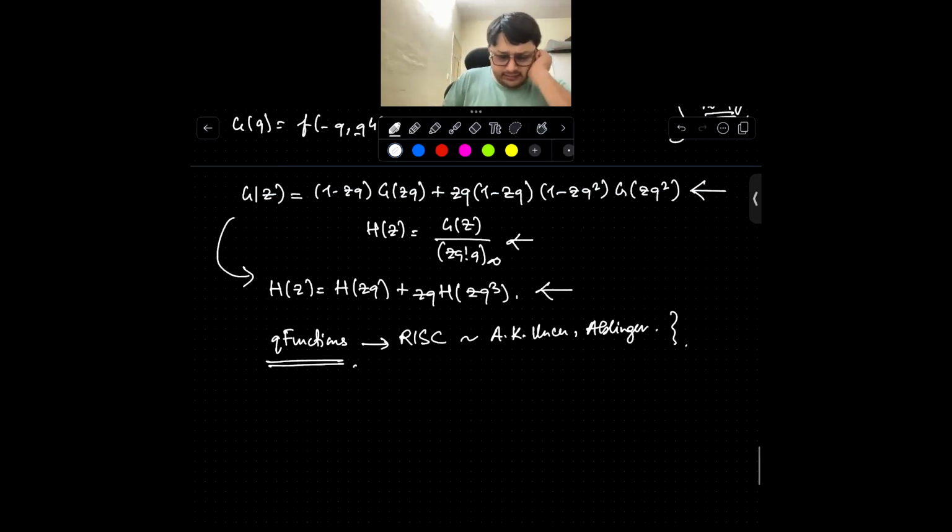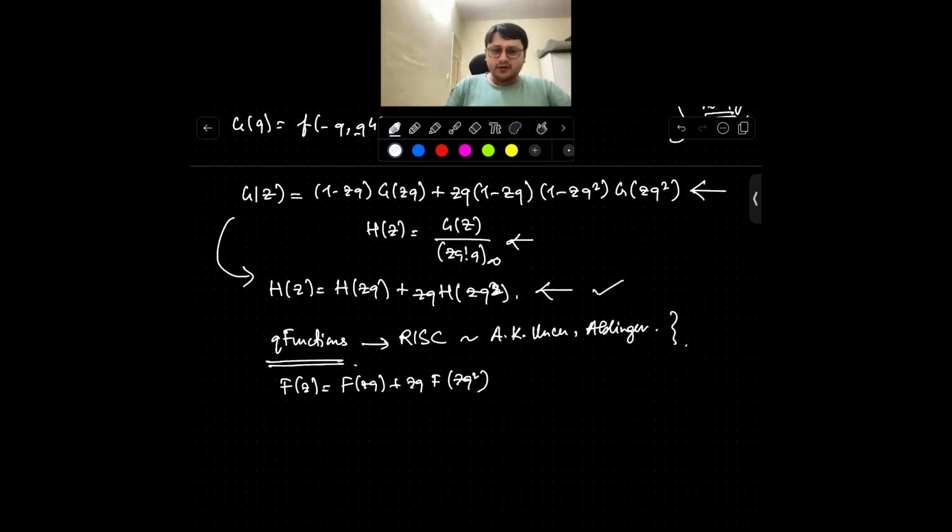And if you use Q functions on F side, then you will get that F of z is also satisfying the same recurrence, which is F of zq plus zq F of zq squared. So this is a square, by the way. Then you see that now you have a recurrence for H, you have a recurrence for F, and both of these recurrences are the same. So if you're able to show that the initial values of F and H agree, then you are done basically. And that's what you can show, that F of 0 and H of 0 are equal to 1. And from there you can say that F of z is equal to H of z.